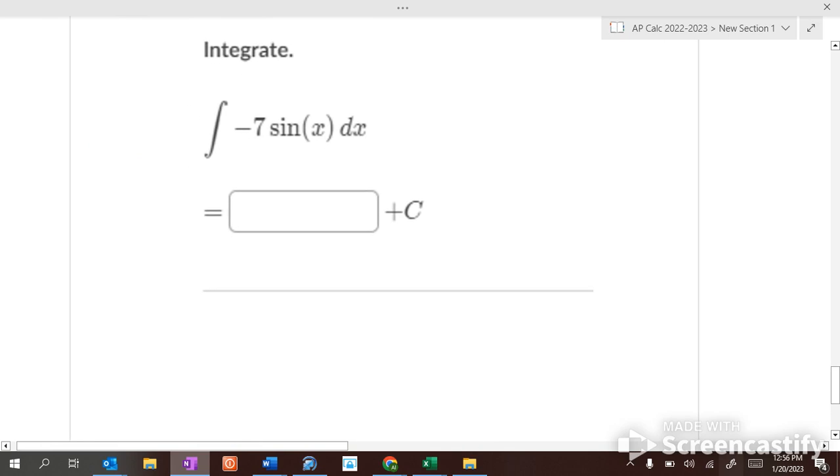Sine. Okay, you got to think of, okay, the first derivative of sine is positive cosine. The first derivative of cosine is negative sine. So then when you do an integration, the signs just flip. So the integral of sine is negative cosine. The integral of cosine is positive sine. Okay. So what's the integral of negative 7 sine dx?